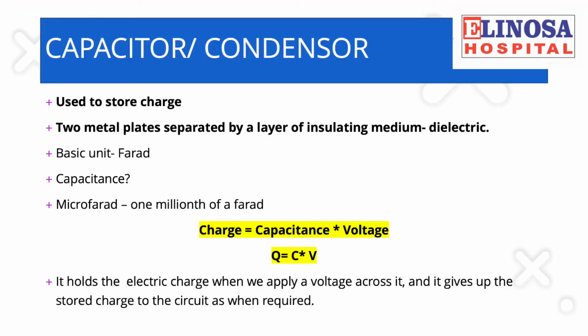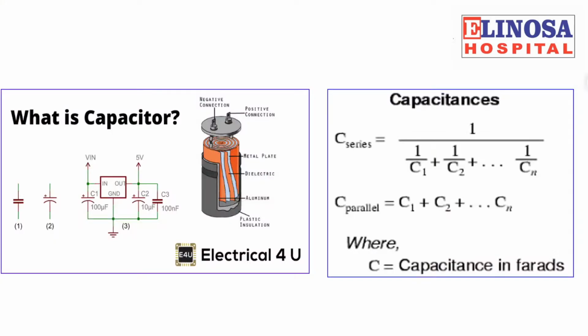These are the most important things that you need to know. A capacitor is used to store charge. Two metal plates are separated by a medium known as the dielectric, and the basic unit is the farad. Capacitance is usually expressed in microfarad, which is one millionth of a farad. It holds electric charge when required and gives up the stored charge when the need is there.